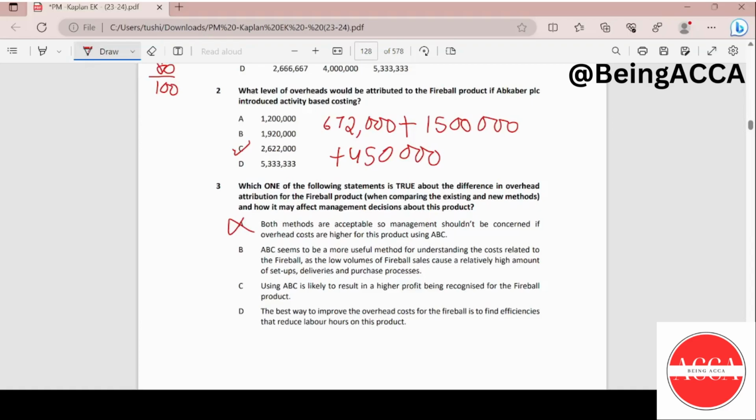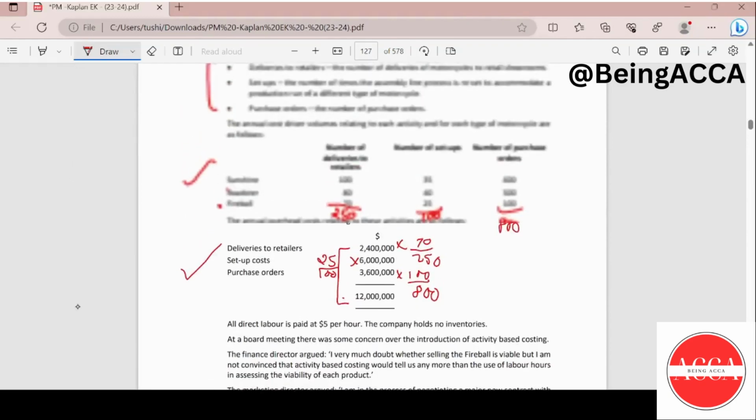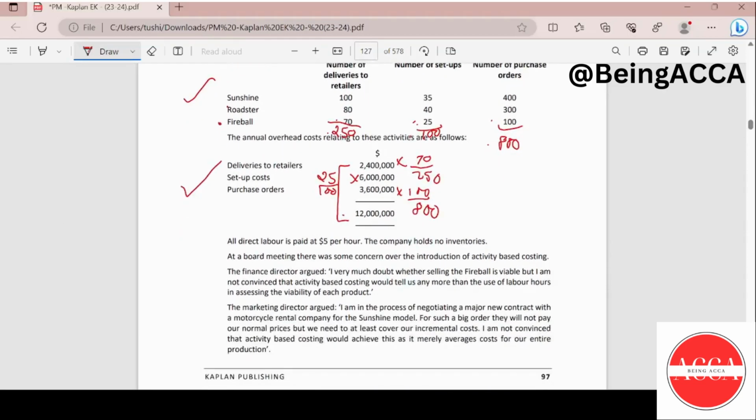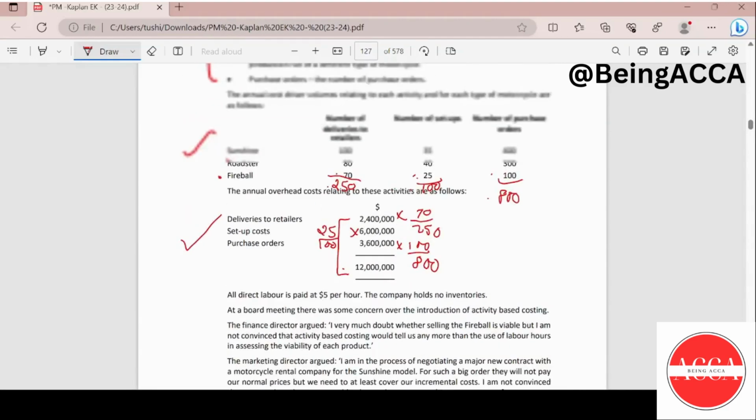So let's read the next statement. ABC seems to be a more useful method for understanding the costs related to Fireball, as the low volumes of Fireball sales cause a relatively high amount of setups, deliveries, and purchase processes. Now if you look at the information over here, the fraction is pretty less. For Fireball, it's only 70 out of 250, 25 out of 100, and 100 out of 800. So because we are selling Fireball in very small quantities, we still have to go for deliveries, setups, and purchase orders.